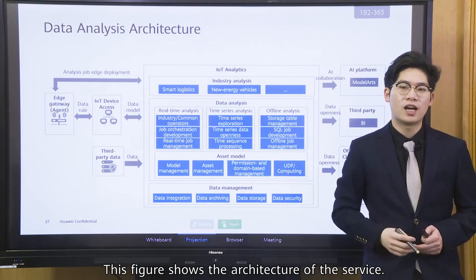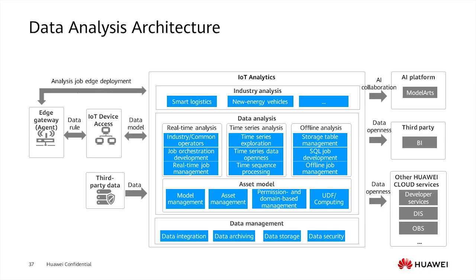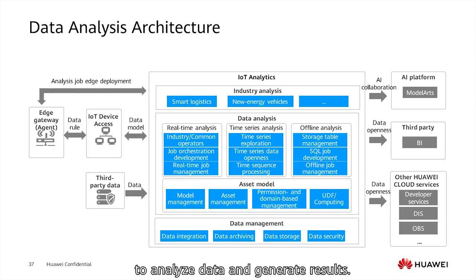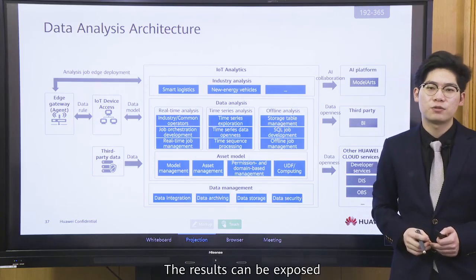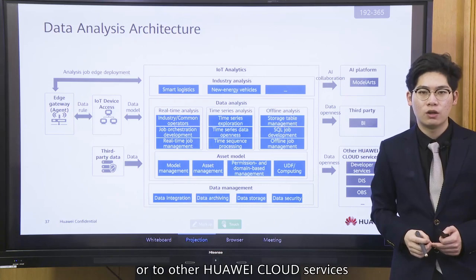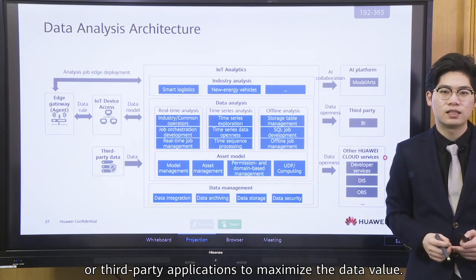This figure shows the architecture of the service. We can see that a massive amount of data is generated at the edge and by devices or third-party devices. After this data is processed by the IoT analytics service of the IoT platform, you can use the platform's data management, asset models, and 3 optional data analysis methods to analyze data and generate results. The results can be exposed to the AI platform to provide intelligent services, or to the Huawei Cloud services, or third-party applications to maximize the data value.